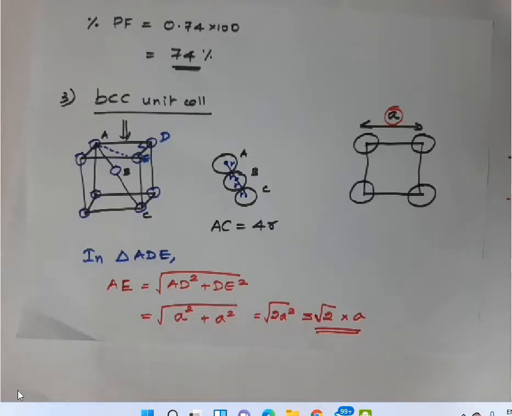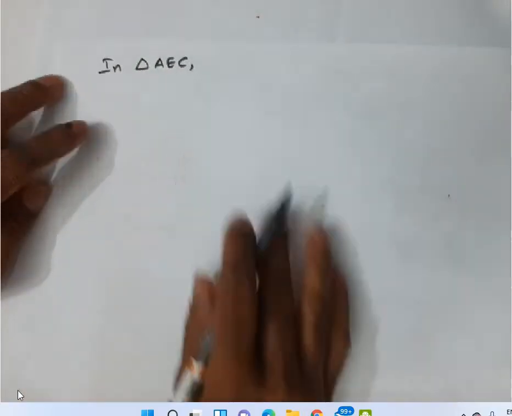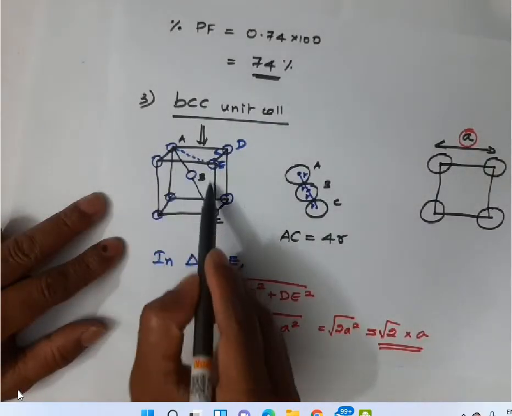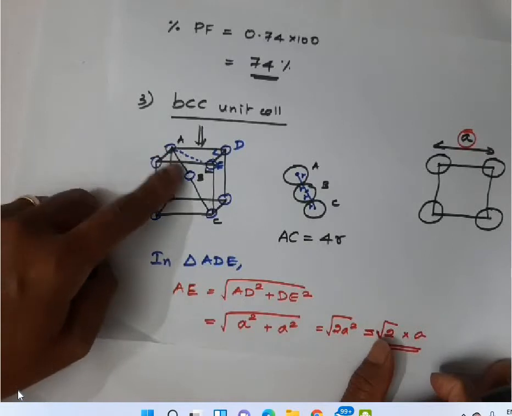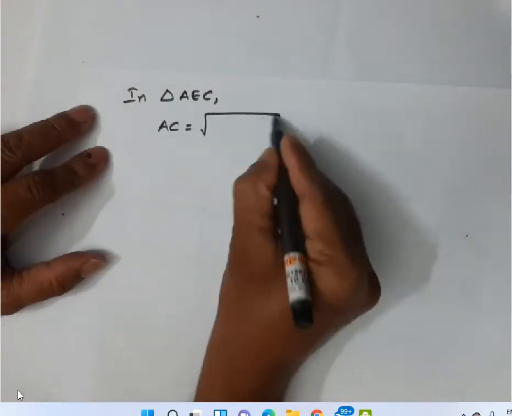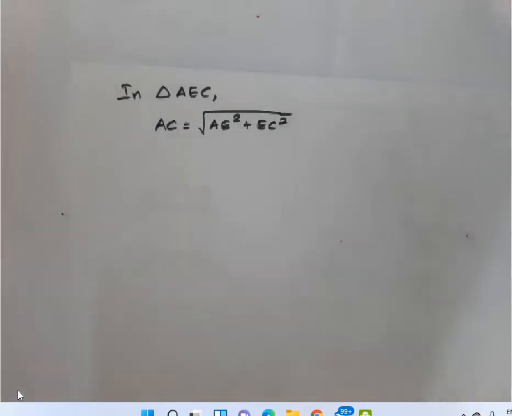Now see another triangle AEC. See in the diagram, AEC is another right angle triangle. Now I'll use that right angle triangle and we'll calculate. Let me write on the next page. So in triangle AEC, listen, triangle AEC is also a right angle triangle. Here we have 90 degrees. I'll use Pythagoras theorem again. So the diagonal length AC, the hypotenuse AC, should be equal to square root of AE squared plus EC squared. What is AE? AE is the face diagonal.